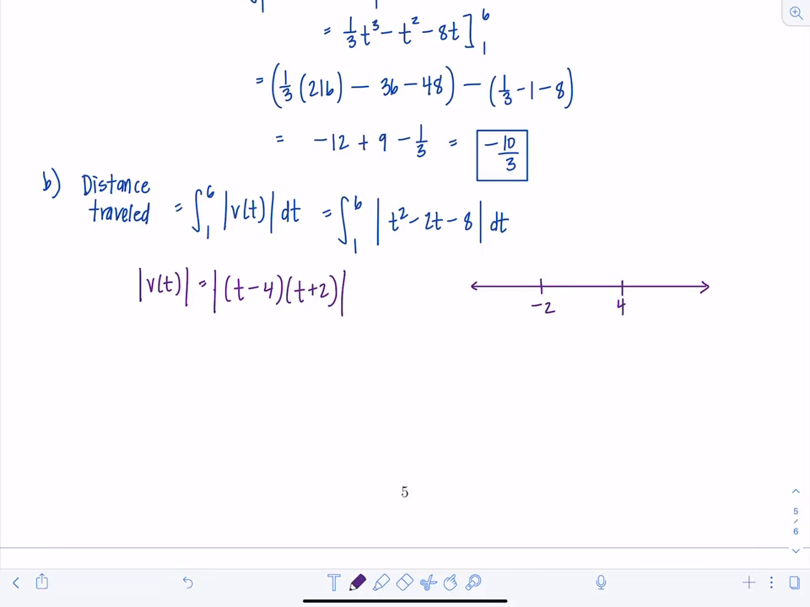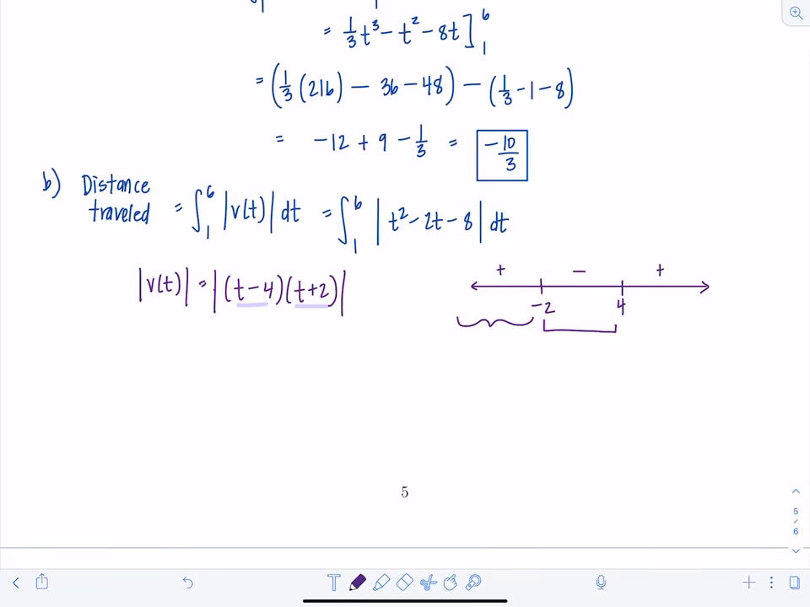Okay, so if I pick a number from the interval from negative infinity to negative 2, say negative 3, negative 3 minus 4 is going to be negative. Negative 3 plus 2 is also negative. So negative times a negative, that's positive. Between negative 2 and 4, say you substitute in 0, it's going to be negative. And then from 4 to infinity, it's going to be positive again. Okay, so the particle is moving in the negative direction only between negative 2 and 4.